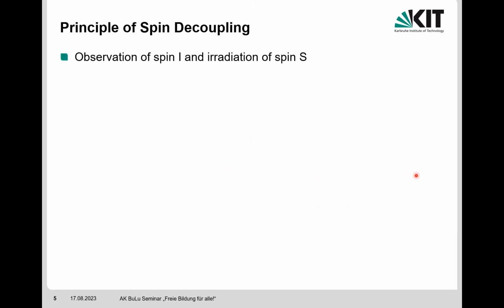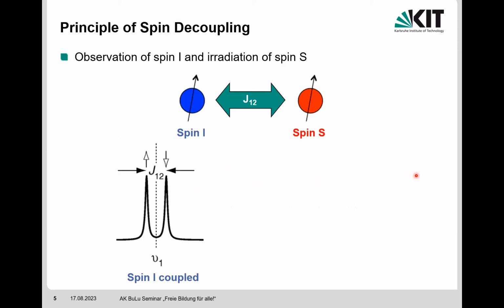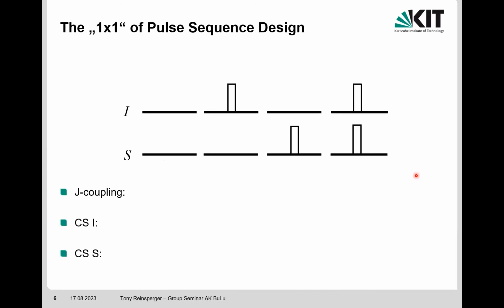So first of all, what's the principle of spin decoupling? We have 2 spins, a spin I that is coupled to another spin S, and now we have this splitting and we want to remove it. What we do simply is we irradiate constantly on spin S. By that, the spin states, alpha and the beta state, change continuously, and because of that, the multiplet will collapse to a single line.